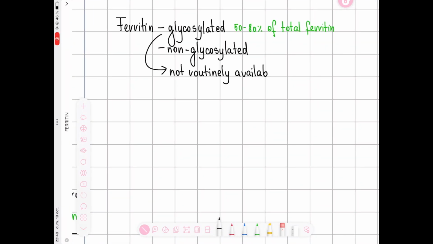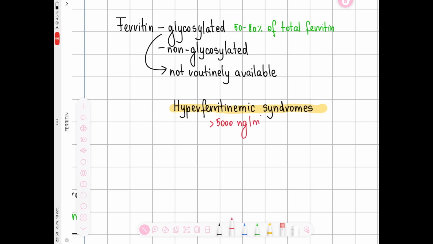Ferritin can be either glycosylated or non-glycosylated. In healthy people, 50 to 80% is glycosylated. This measurement can help in hyperferritinemic syndromes, but is not routinely available.